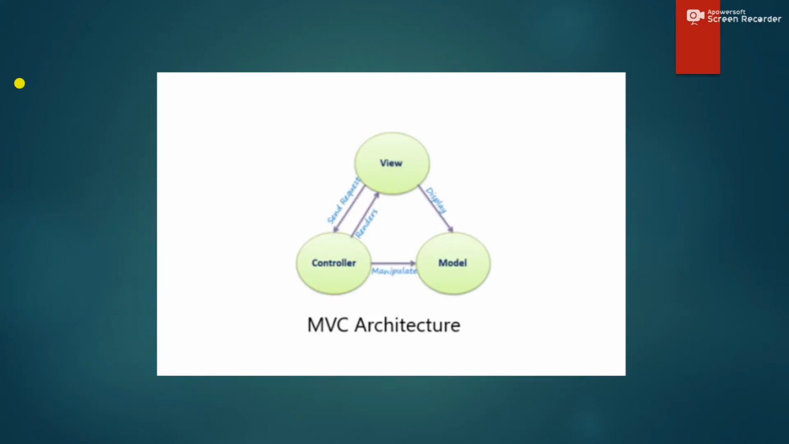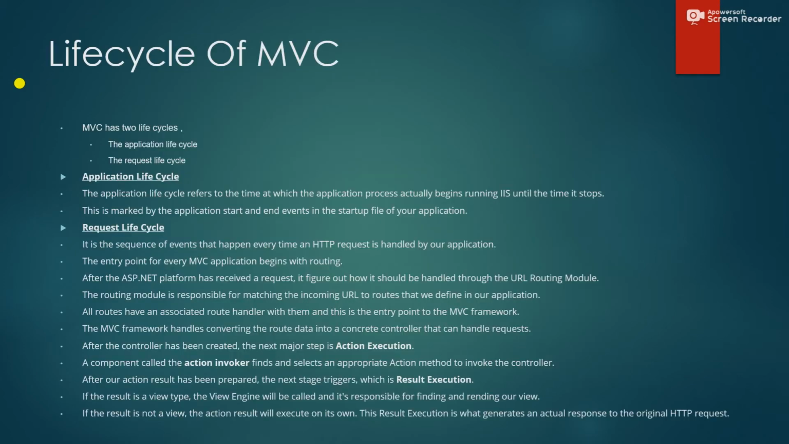Next, related to this is the architecture, where the controller is dealing with the view and model. And this is the life cycle of MVC. So what is the life cycle of MVC? MVC has two life cycles basically: one is the application life cycle and the other is the request life cycle. The application life cycle starts with IIS and ends when it stops. This is marked as the application start and end event, the start of your application.